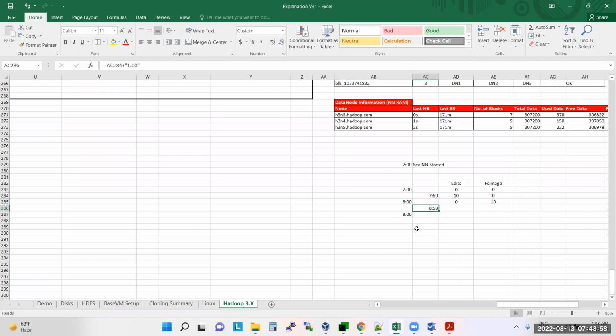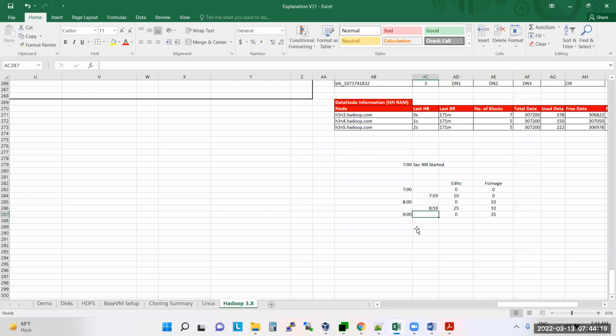Now you see here, at 8:59 you have 25 edits, and the FS image has 10. Now at 9 o'clock, what are the edits here? 0, sir. Edits will be 0, and the FS image is 35.